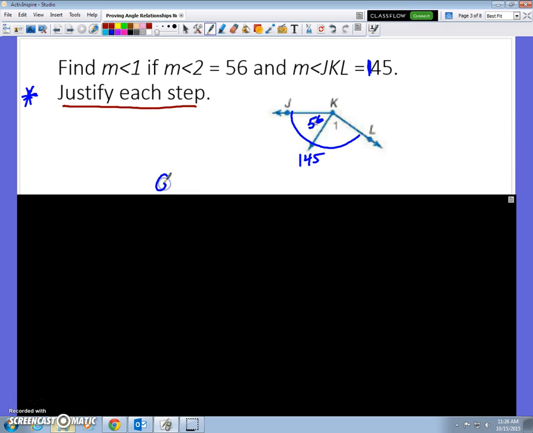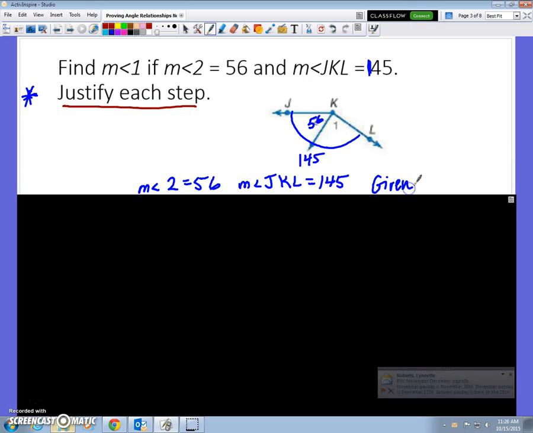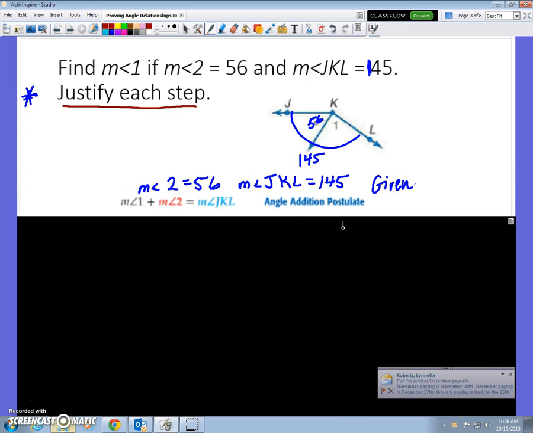So we're going to start with the given, and I forgot that we've been writing the given on the right-hand side. With the given, they tell us that the measure of angle 2 is 56. They also tell us the measure of angle JKL is 145. What we don't know is the measure of angle 1, but all that information is the given information. Now, using the angle addition postulate, the measure of angle 1 plus the measure of angle 2 should be 145.